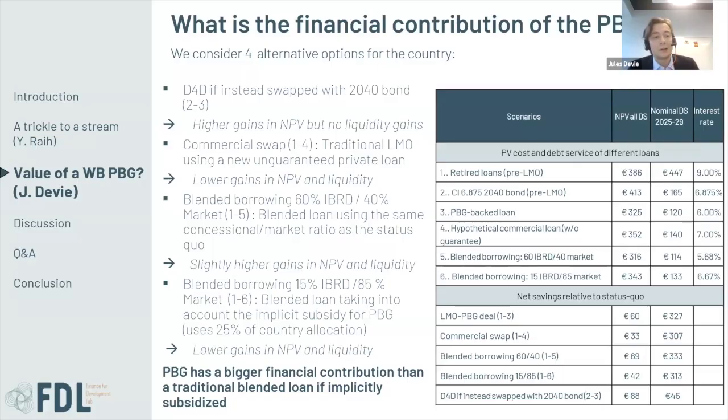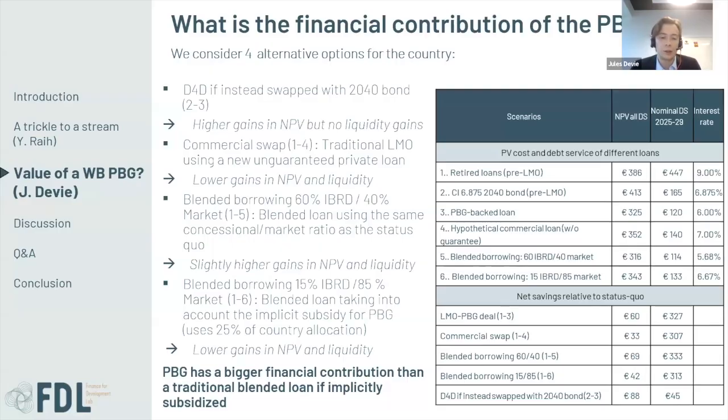And then there are 2 other scenarios, and I think it's really one big contribution of the paper. We imagine that instead of a guarantee, it's a blended borrowing. So it's a loan from the World Bank, from the EBRD, blended with a loan from the markets. And we imagine 2 different scenarios. In one, we replicate the ratios of the actual deal with a guarantee. So 60% comes from concessional, in this case not a guarantee but the EBRD loan, and 40% comes from the market. And then in the last scenario, the ratio is different: 15% from EBRD and 85% from the market.